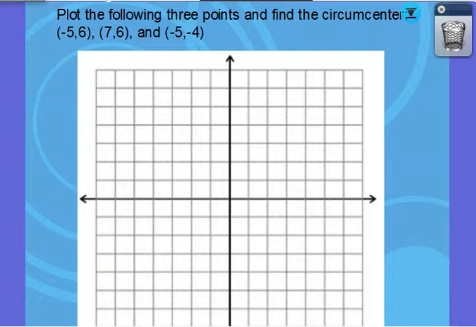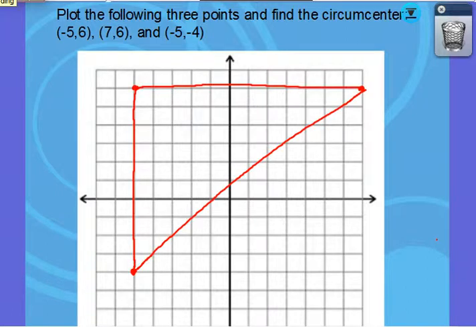-5, 6. Let me plot these. Okay, there's the 3 points. There's the triangle graph. If I ask you to find a circumcenter, from what we just wrote, a circumcenter is the point where the 3 perpendicular bisectors cross. So what you're going to have to do first is bisect all 3 sides. We're going to have to bisect it with a perpendicular line.